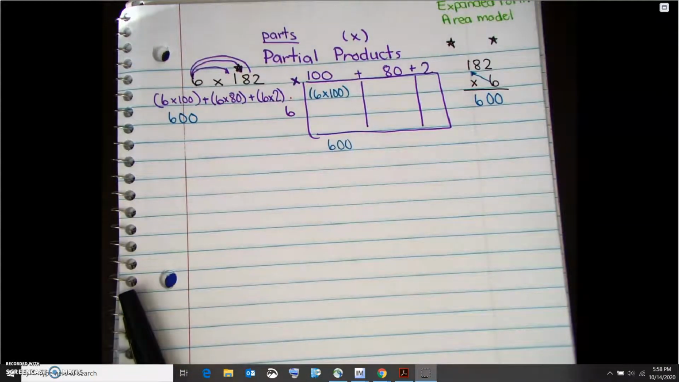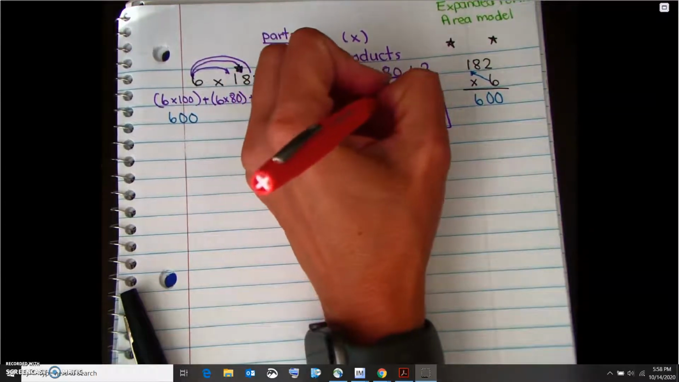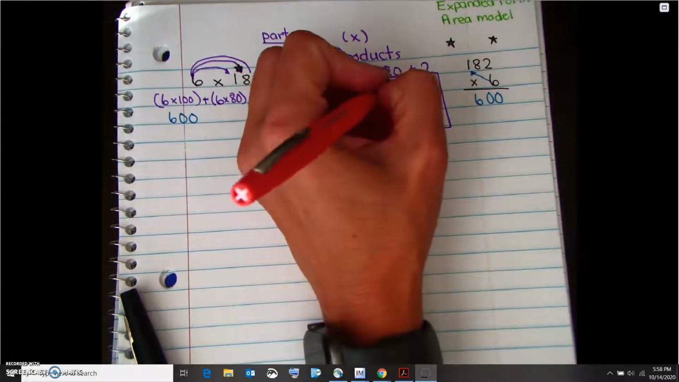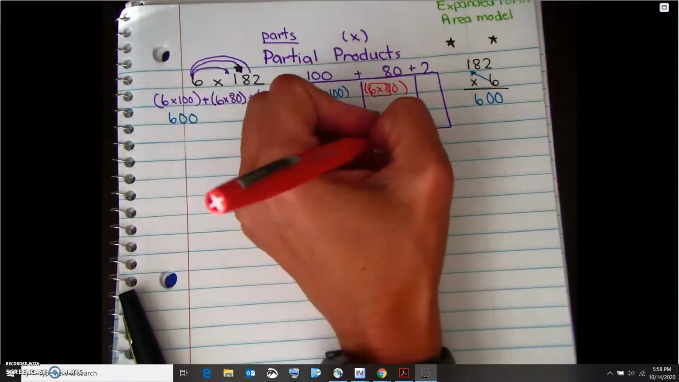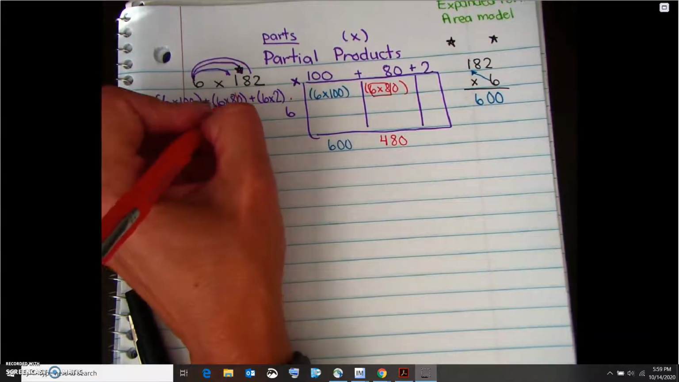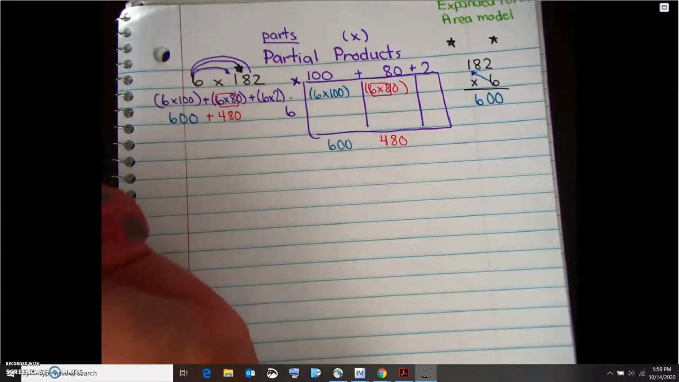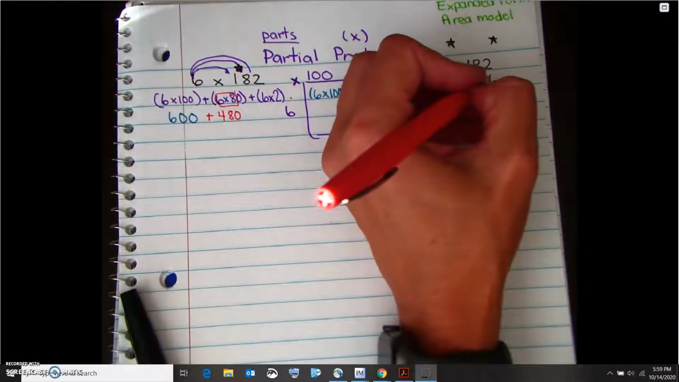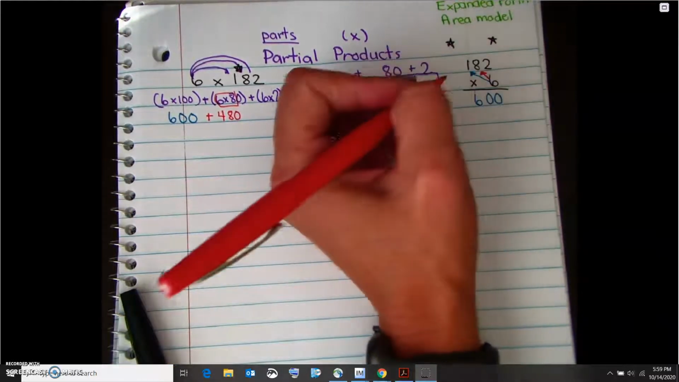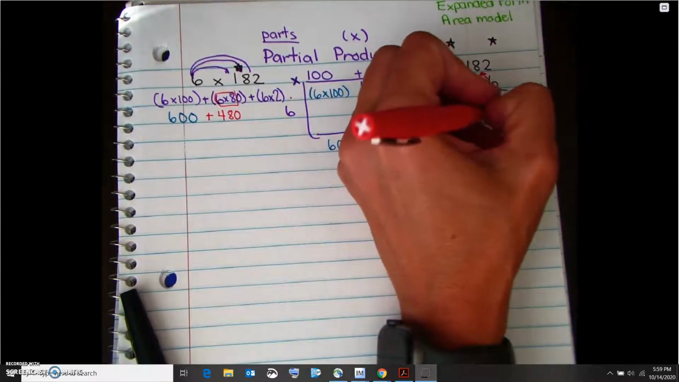All right, now let's go to our tens. We've got 6 times 80. And we can do our boxing up, and that's 480. The same over here, so we know that 6 times 8 is 48, and we have our 0, so we have plus. And now this one is 6 times 80, and it's 480.